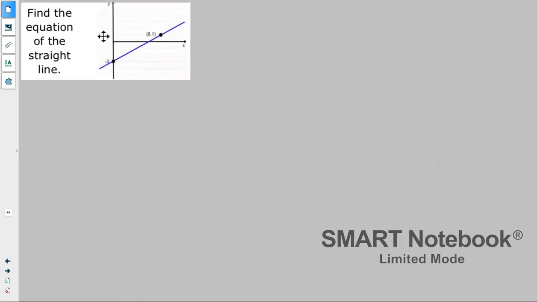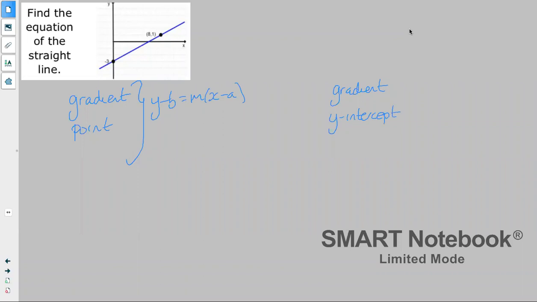Okay, so find the equation of the straight line. Again, what do you need to know for the equation of a straight line? You need to know the gradient. You can use a point if you want to sub into y minus b equals m x minus a. However, there's an easier way to do it if you know the gradient and you know the y-intercept, which you do know, because you can see the y-intercept is negative 3.